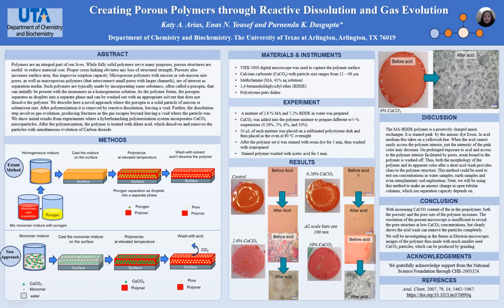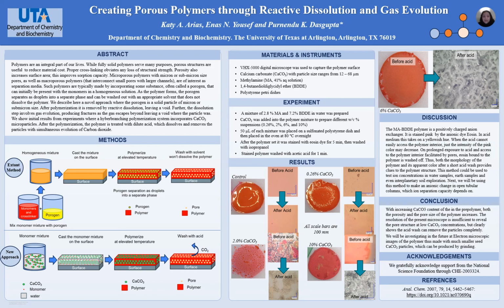So, why do we care if polymers are porous or not? Well, polymers are an integral part of our lives. While fully solid polymers can be used for several purposes, porous polymers are useful for the reduction of material cost. With proper cross-linking, structural strength is maintained. Porosity itself also increases surface area, thus improving sorption capacity. Microporous polymers of micron or submicron size are of interest in separation media.